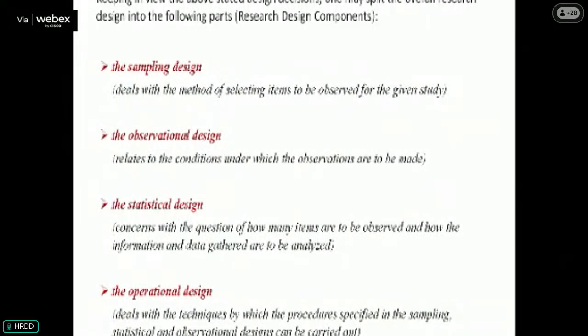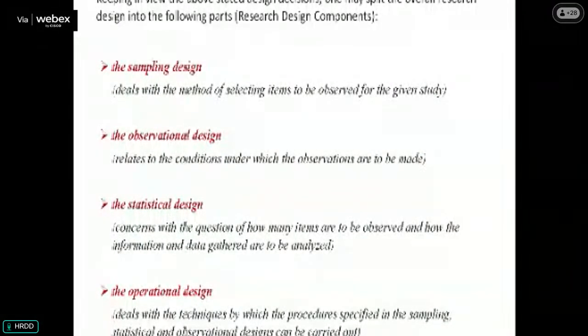Again, the observational design relates to the conditions under which observations are to be made. The statistical design is concerned with the question of how many items are to be observed and how the information or data gathered are to be analyzed. And the operational design deals with the techniques by which the procedures specified in the sampling, statistical, and observational designs can be carried out. So basically 4 types of components will be there in your research design. Meaning how many samples there are, how the observation will be made and the data collected, the statistics of the data collection, the analysis, and the operation, meaning the research methods and techniques which you will use during your hypothesis testing.